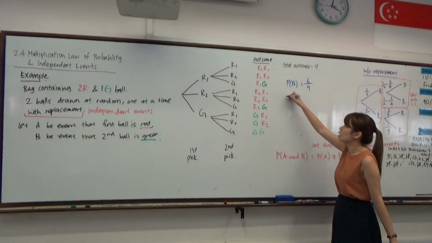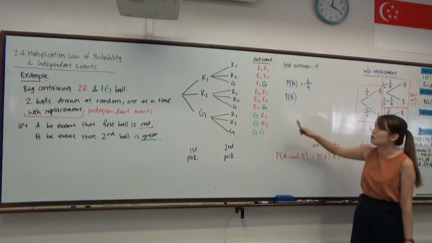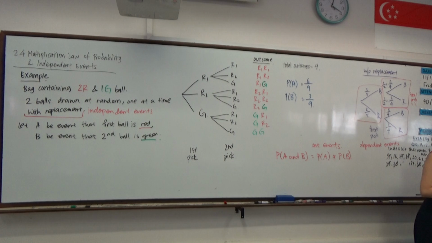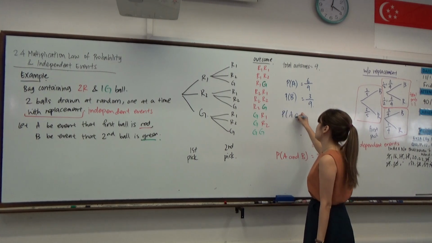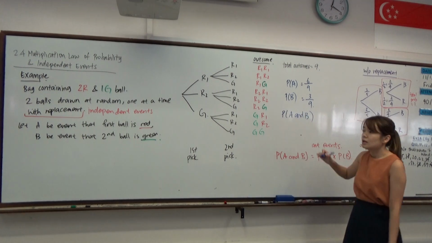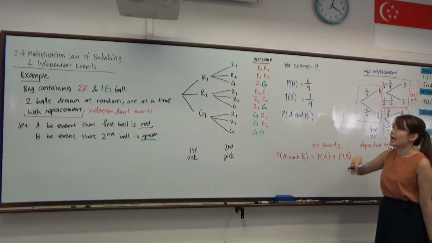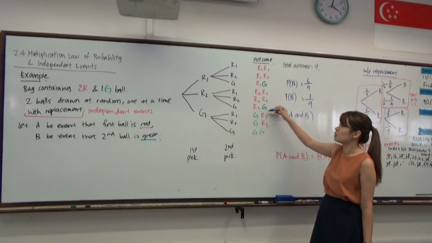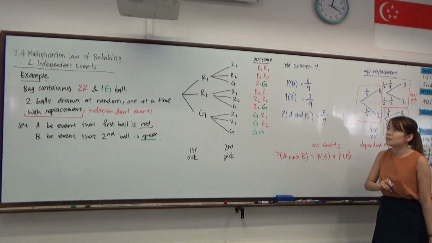Then the probability of B, which is that the second ball is green. So we have 1, 2, 3, 3 out of 9 possible outcomes. And then if I want to look at the probability of A and B happening, that means the first ball must be red and the second ball must be green. That will only be when these two happen: first ball red, second ball green, right? So we will have 2 out of 9 possibilities.